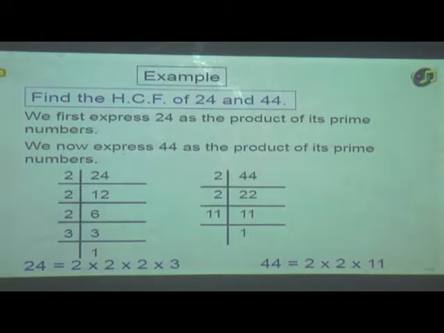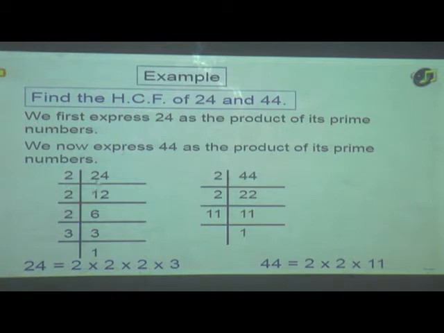To find HCF by prime factor method, this is the way. For example, find the HCF of 24 and 44. We first express 24 as the product of its prime numbers. We then express 44 as the product of its prime numbers. As there are 2 numbers and we have to find the HCF of these 2 numbers, that is 24 and 44, first we will find the prime factors of 24 and then 44. So let us find it.